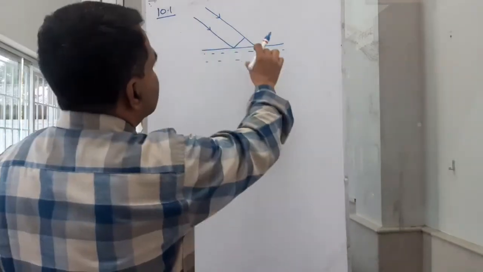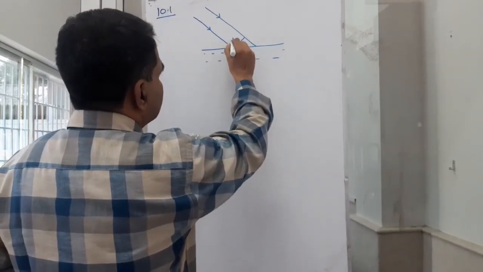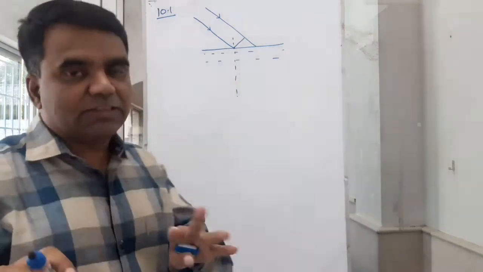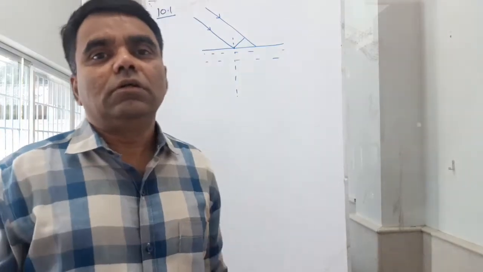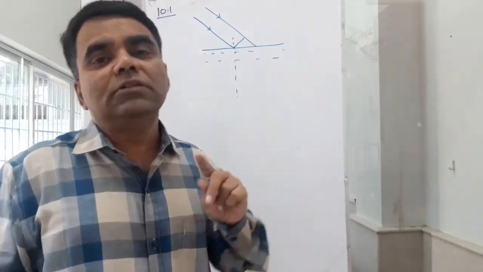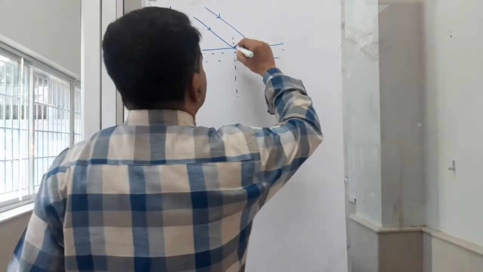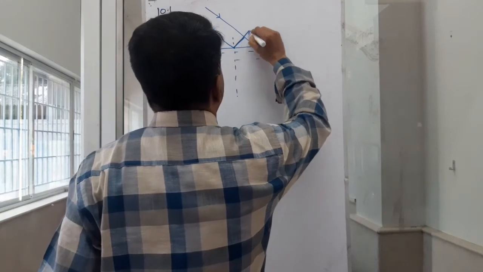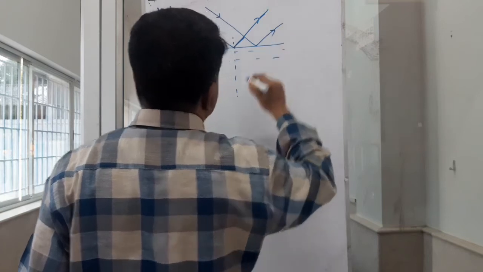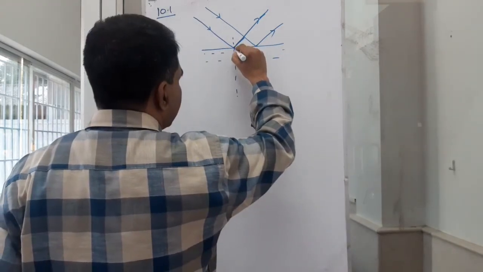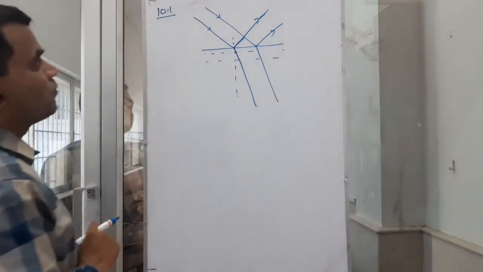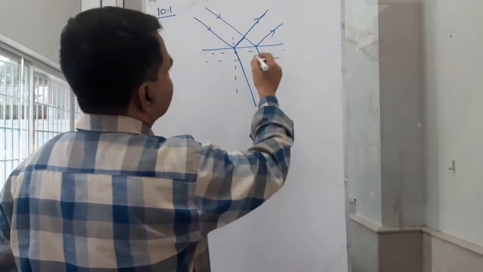Okay. So what happens now is that part of it reflects from the water surface, and then part of the light refracts through the water. So this could be something like this. Reflection takes place, and here refraction takes place.